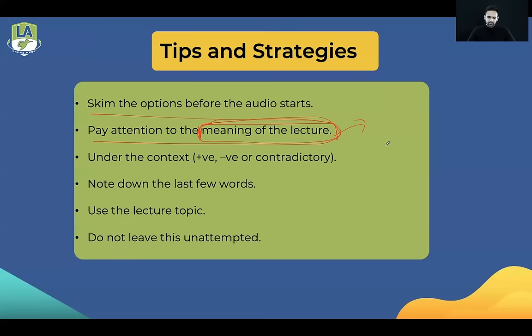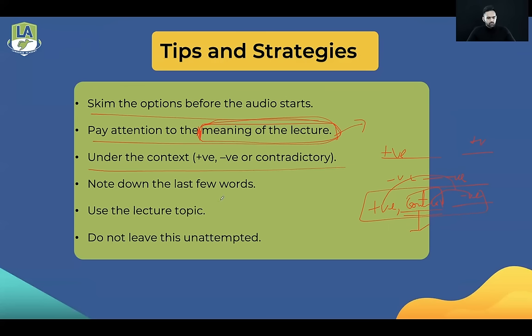When I say understand the lecture, see the context of the lecture. If they're talking positive throughout the lecture, the last few words will be positive as well. If they're talking negative, the last few words will be negative as well. If they're talking positive and then towards the end they use contradictory words, then the last few words will be negative. So you need to be very careful. Try to understand the meaning, but be very careful with words which can contradict. If they're saying therefore, the context will be the same. If they're saying however or but, it will be an opposite context.